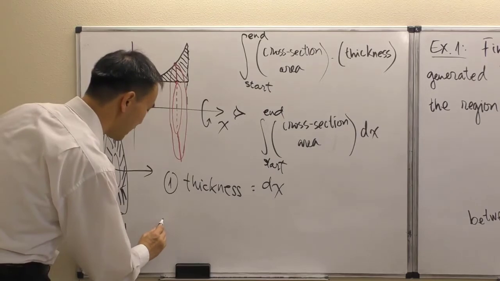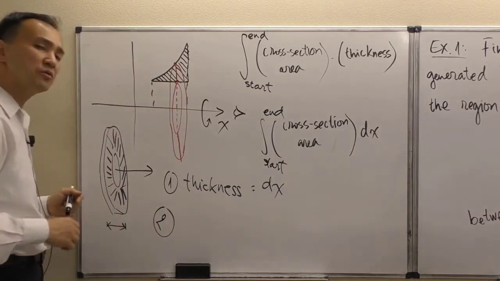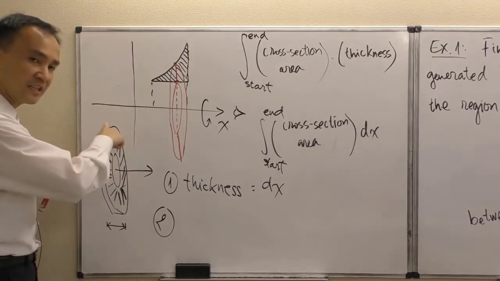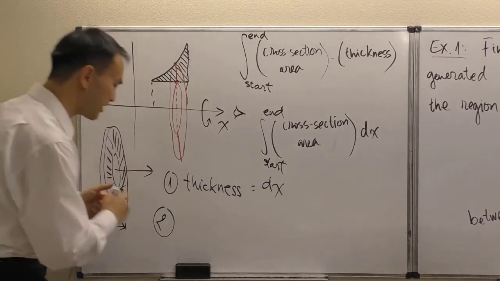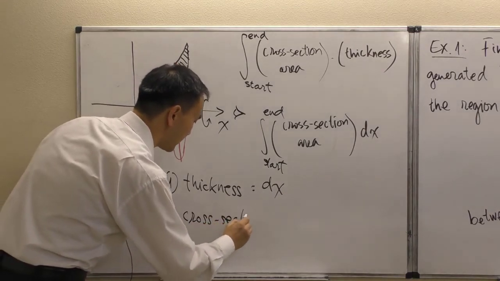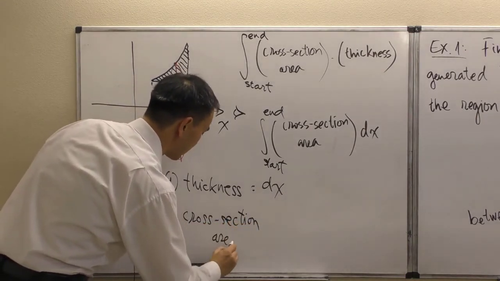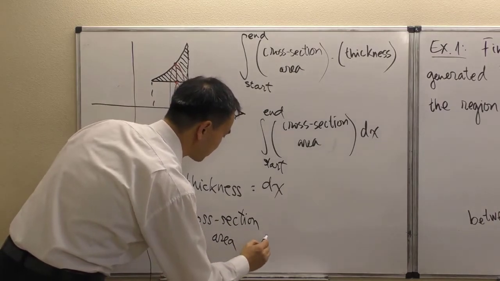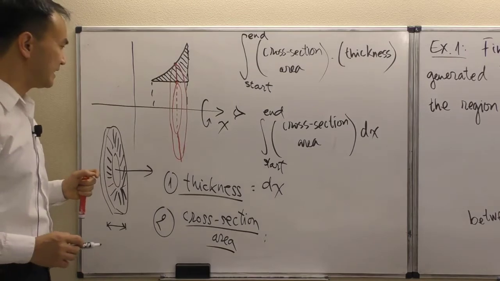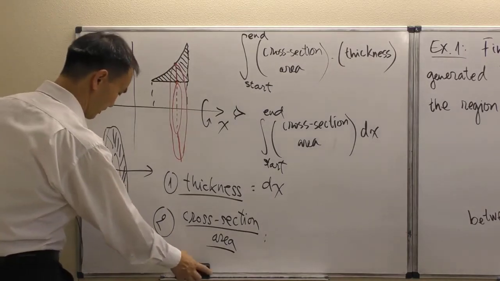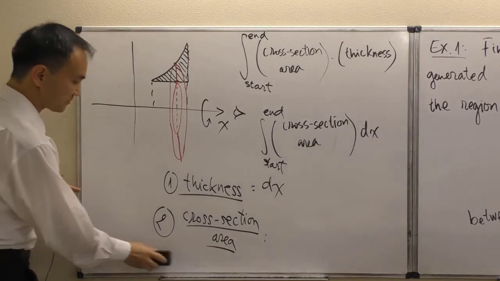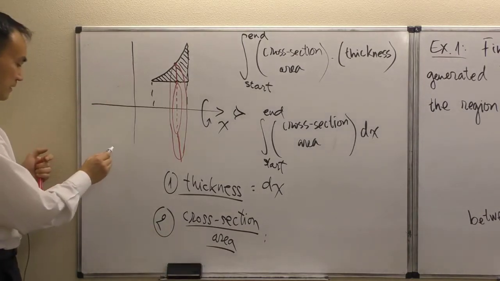Now let's hunt for step two over here. Let's get into step two, where we're looking for a way to generalize our cross-section area. Cross-section area, that's how I'm calling it. Thickness we already found. Cross-section area. So I'm going to erase this picture because now it's so clear about the thickness. But now I'm going to draw a different picture.